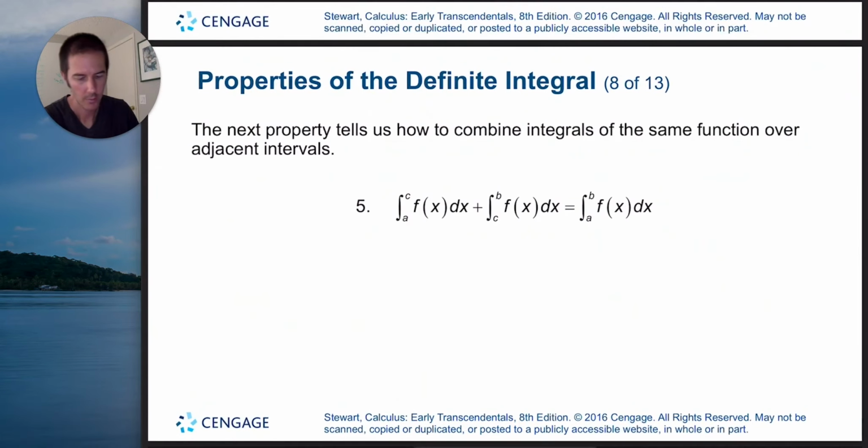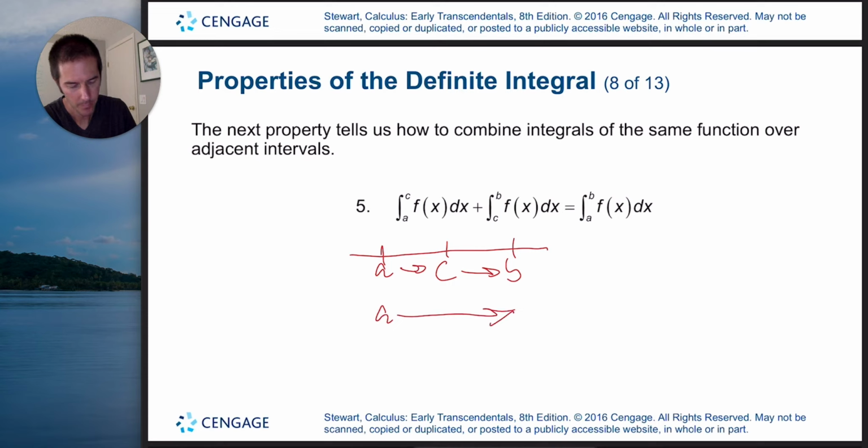We have another property that says, I forget if there's a graphic that goes with this one. Yeah, there is. So notice here we're integrating from a to c, and then from c to b. I drew that from left to right because these are numbers on the x-axis. And so where are we really going? We're really going from a to b, which is why this is equal to this last integral, which says that we're just integrating from a to b, from very beginning to very end.